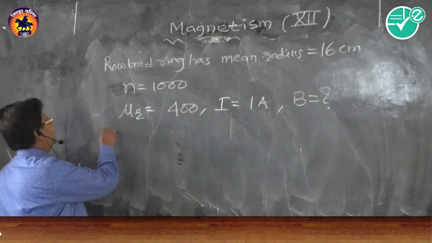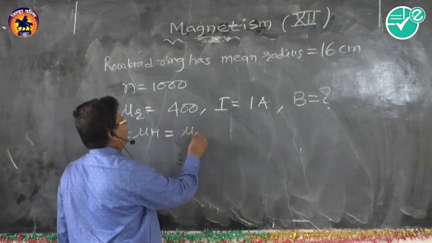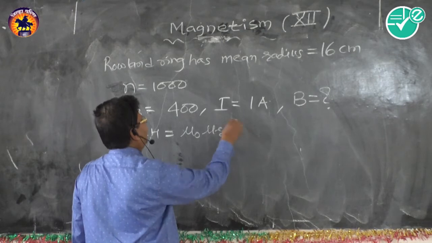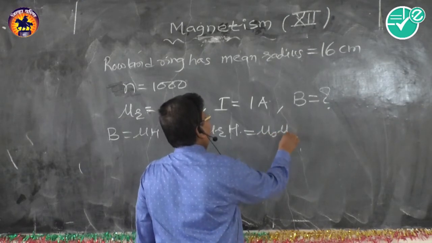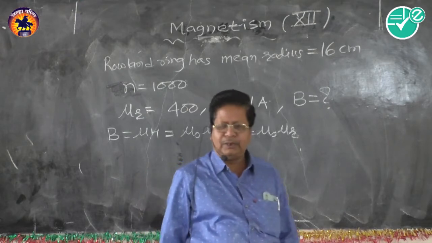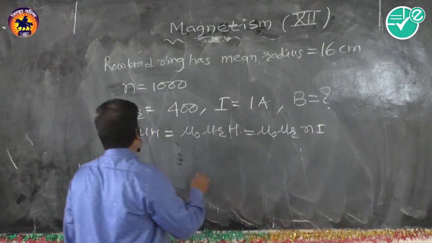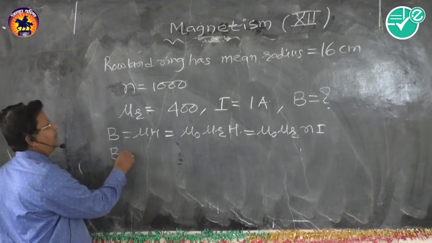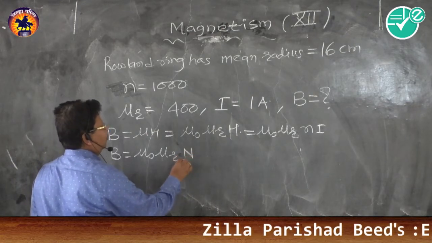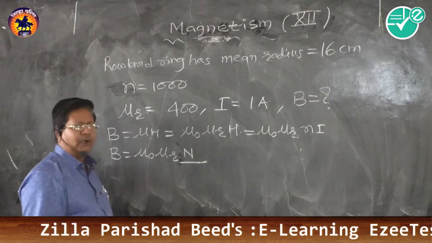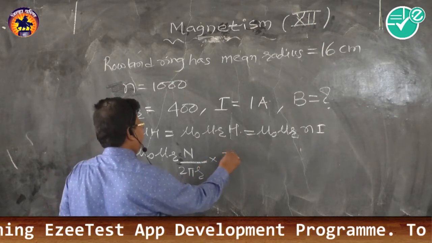Then we use the formula B is equal to mu H, again which is equal to mu 0 into mu R into H, which is equal to again mu 0 into mu R, and the value of H is n into I. And the final form is B is equal to mu 0 into mu R into n into I. In case of toroid, n is equal to number of turns per unit length, that is capital N divided by 2 pi R into I.